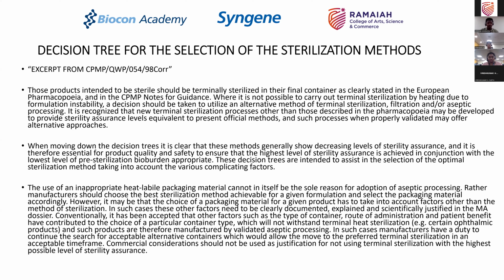Okay. Now, when moving down a decision tree, it is clear that these methods generally show decreasing levels of sterility assurance, and it is therefore essential for product quality and safety to ensure that the highest level of sterility assurance is achieved in conjunction with the lowest level of pre-sterilization bioburden appropriate. These decision trees are intended to assist in selection of the optimal sterilization method, taking into account the various complicating factors. Okay, so let's understand this a little bit more. Why are they saying there is a decreased level of sterility assurance?